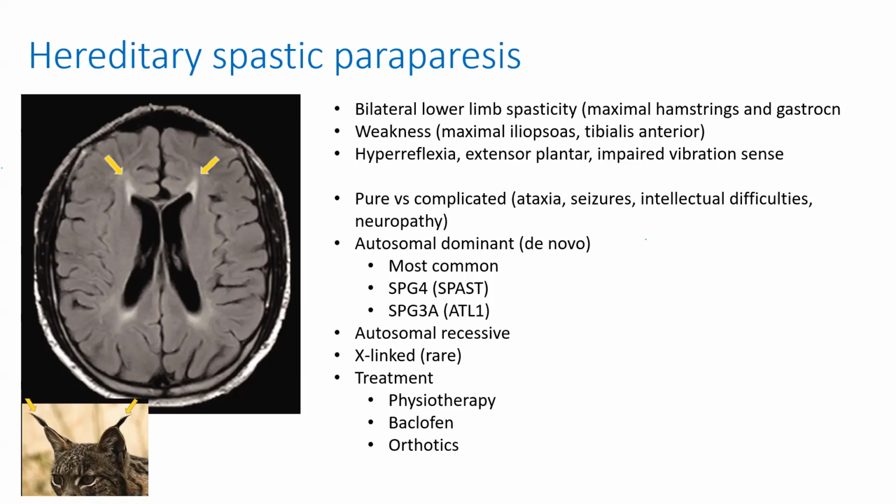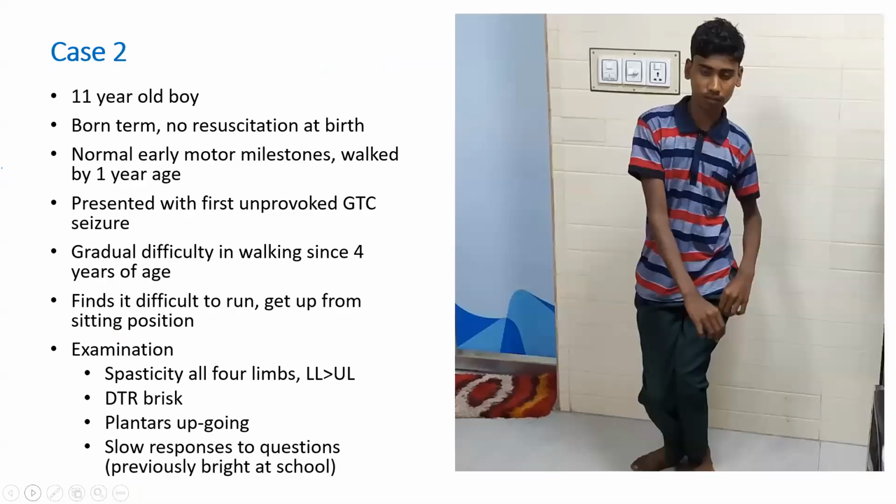Treatment is usually with good physiotherapy, baclofen, orthotics. And if they have fixed contractures and other things, the key thing to be aware of is that this is a slowly progressive disorder. So even if you do surgery, it would need to be backed up by a significant amount of physiotherapy, because sometimes it can make things worse. So that's case one. Let's go to case two.